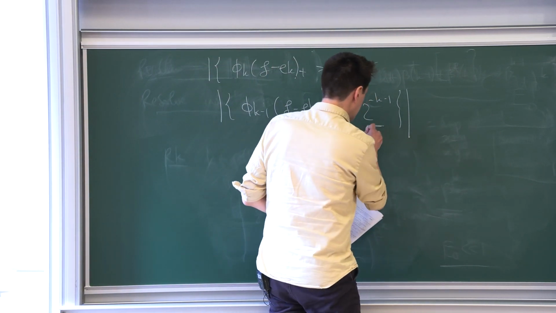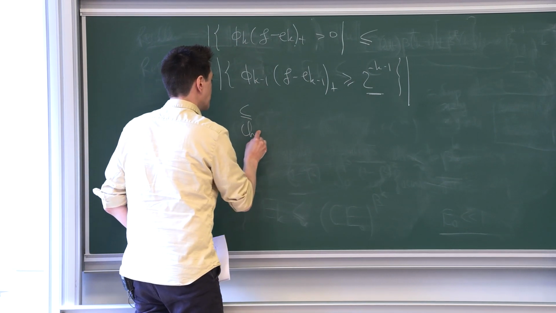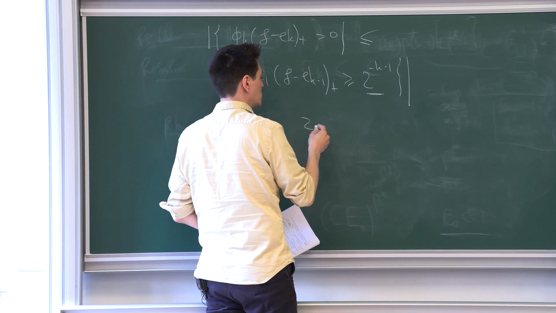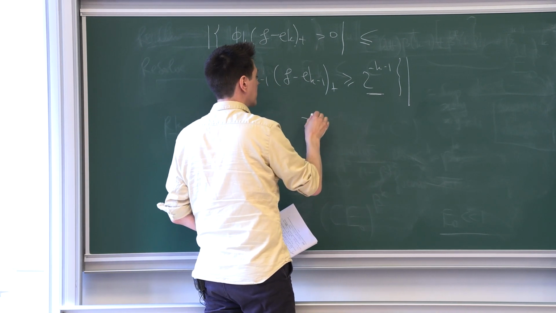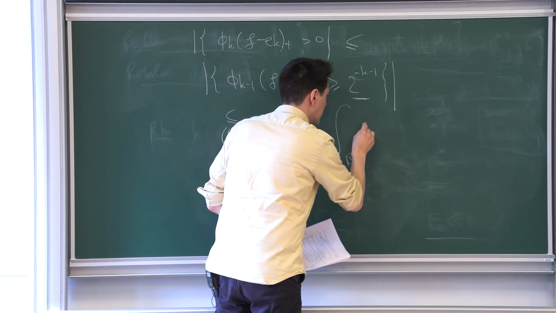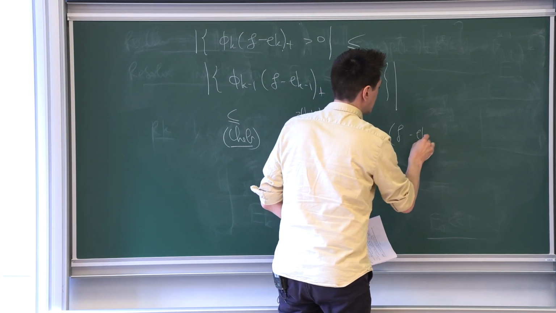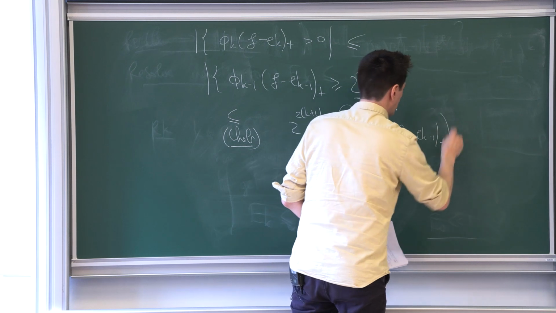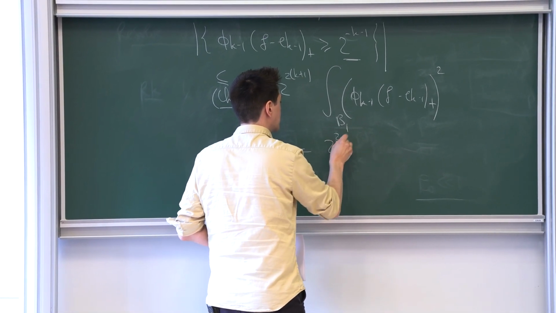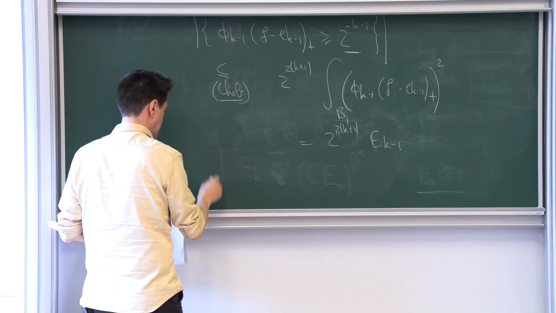And now that I have something that is non-zero here, I can use the Chebyshev inequality to deduce that I have this constant, 1 over the square of this constant, so 2 to the k plus 1, and then the integral on B_1 of phi_{k-1}(f minus E_{k-1})_+ squared, and that is just 2 to the 2k plus 1 times E_{k-1}.